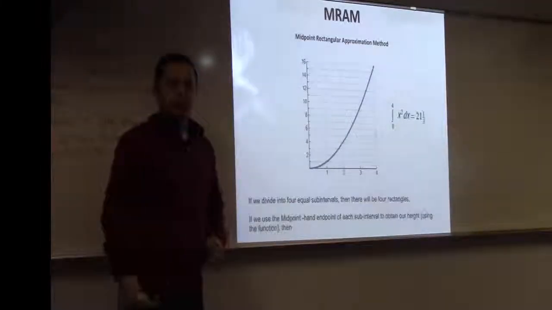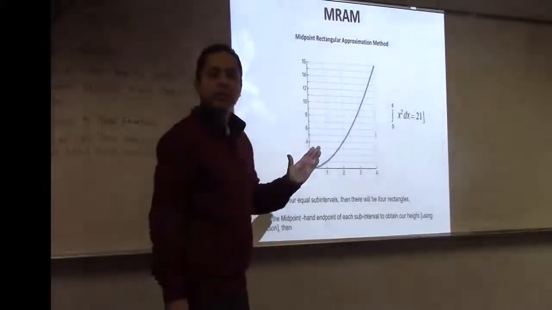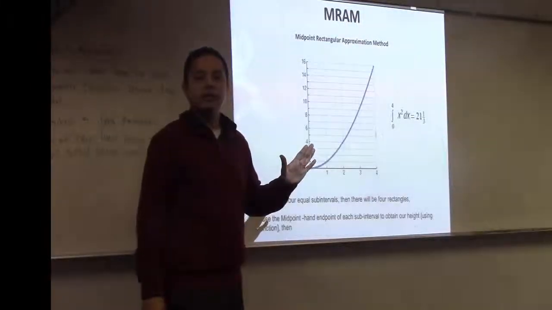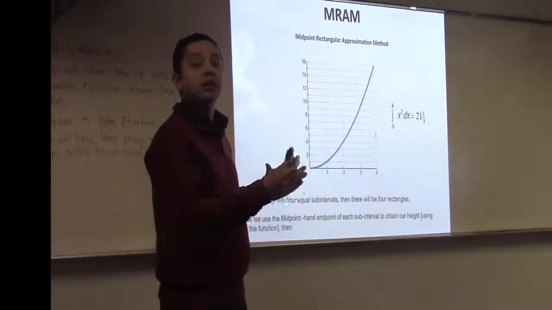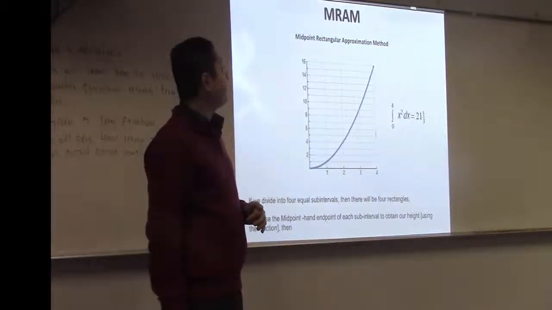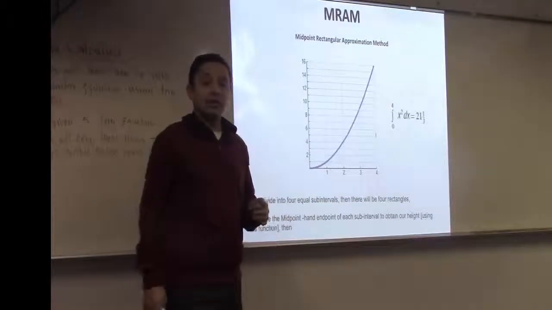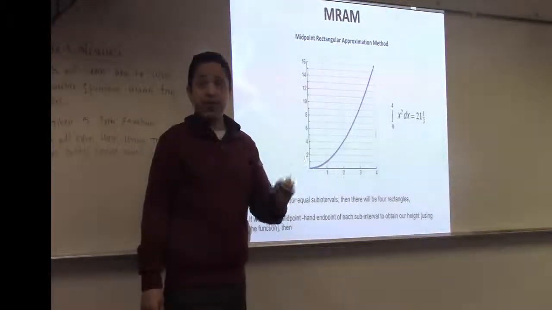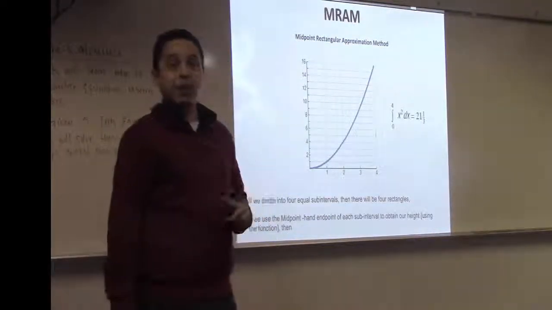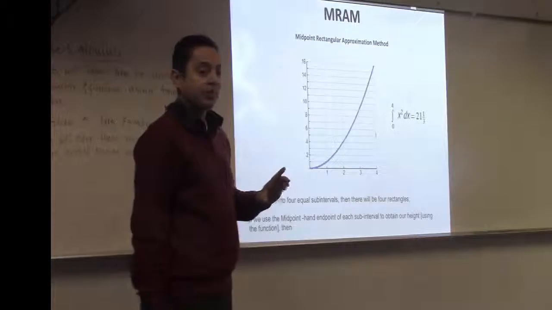You can see where we're going with this. We did the left, and we put the dot on the left side. We did the right approximation method, and we put the dot on the right side. So if we're doing the midpoint rectangular approximation method, we're going to put that dot in the center of each sub-interval, and that's how we're going to get the height for each particular rectangle.